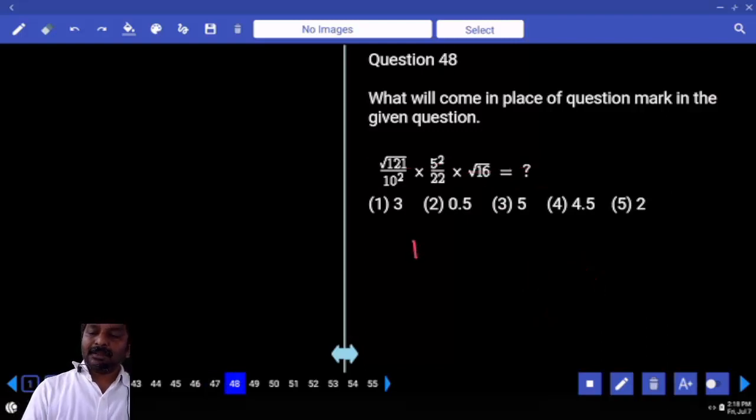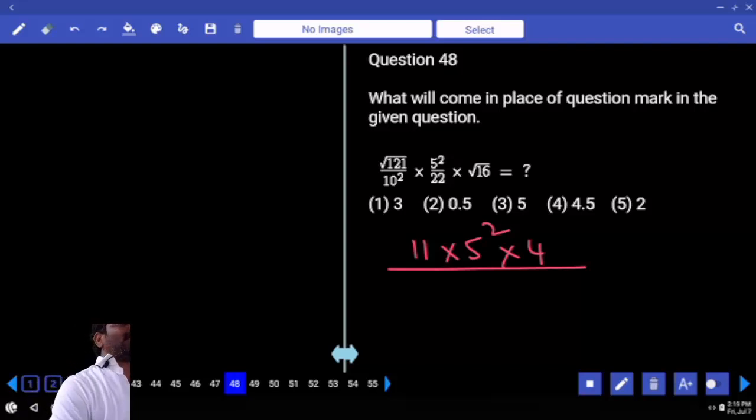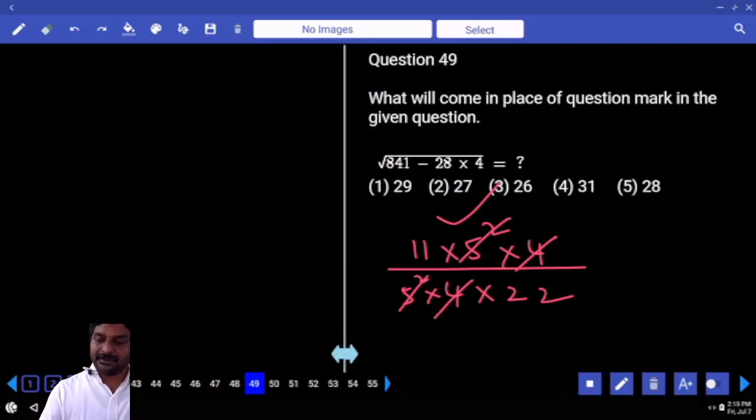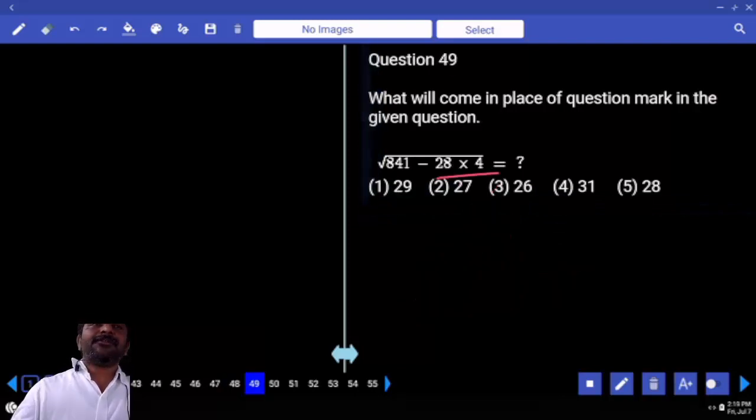Now tell me, let me first write only numerators. 11 into 5 square into, and then when you write your numerators, you have 5 square, right? When you have that number in your mind, 10 square must be written as 5 square into 4 or 2 square. Yes. Into 5 square, 5 square, 4, 4 gets cancelled. 11 by 22, 1 by 2, 0.5.